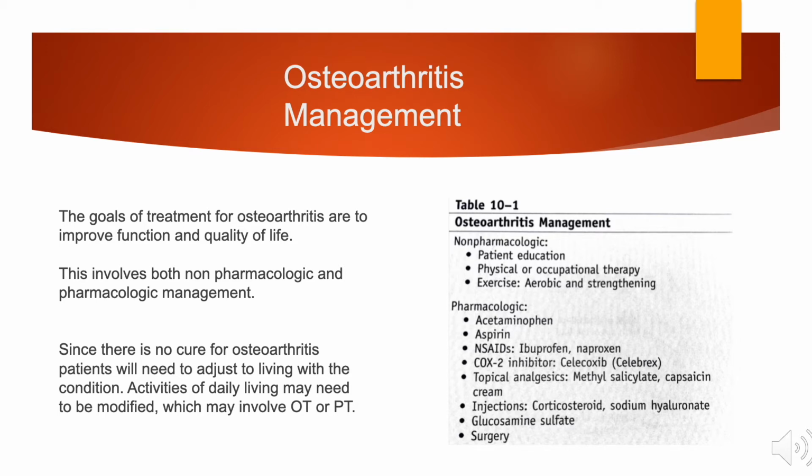Now, in certain populations such as older adults and those with comorbid medical conditions, non-steroidal anti-inflammatory drugs should be taken with caution because these may cause serious upper gastrointestinal bleeding and potential kidney toxicity. If treatments fail, the patient may be a candidate for surgery, and a referral to an orthopedic surgeon may be necessary. Because there is no cure for osteoarthritis, patients will need to adjust to living with the condition. Activities of daily living may need to be modified, which may include both physical and occupational therapy.